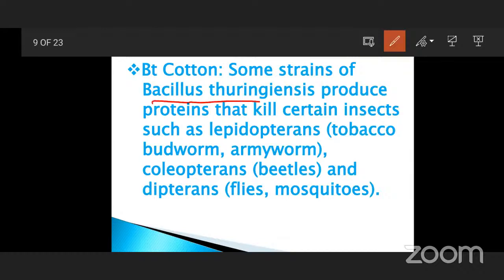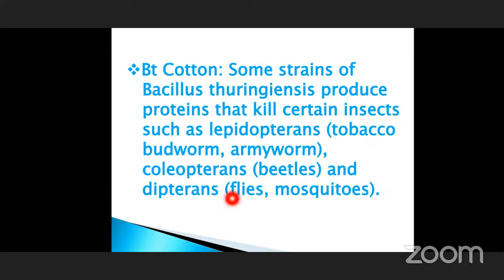Some strains of Bacillus thuringiensis, which is a bacterium, produce a protein that kills certain insects such as lepidopterans, which includes tobacco budworm and armyworm, coleopterans, beetles, and dipterans, flies and mosquitoes. So some strains of this bacterium have the ability to produce Bt toxin. That Bt toxin is nothing but a protein which kills certain insects such as lepidopterans, coleopterans, and dipterans.